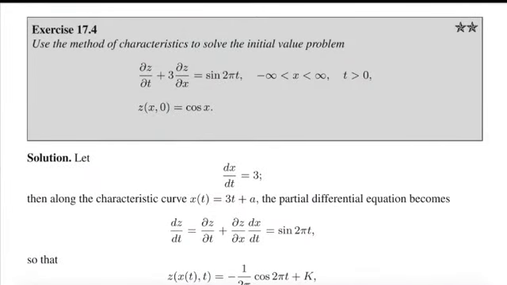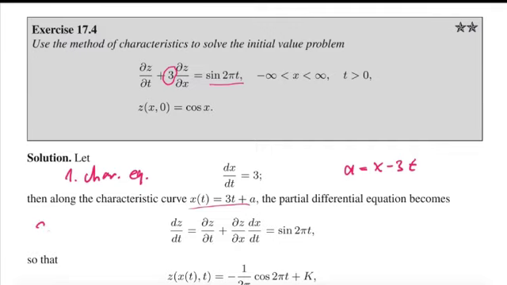Let's do a similar one with 17.4. Now we have dz/dt plus 3 dz/dx is sine of 2 pi t. Okay, so now we are getting better and better. So the first characteristic equation is dx/dt is 3. So then x is 3t plus a, so a is x minus 3t. Ha! We're getting quicker, we can do this more fast.